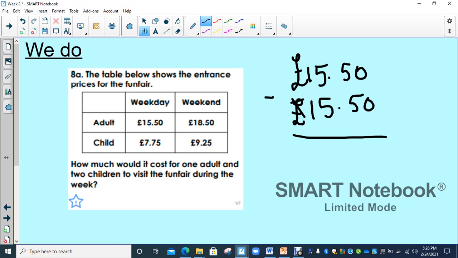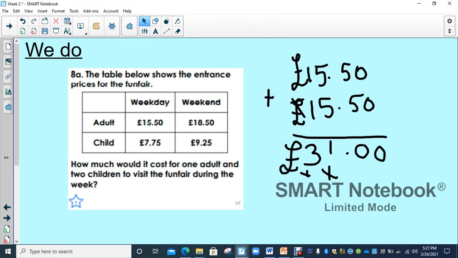We've got 0, add 0 equals 0. 5 add 5 equals 10. So I bring my 0 down here and I exchange this 1. 5 add 5 equals 10 plus this 1 is 11. And then 1 add 1 equals 2. Add this additional 1. So that is 3. So the total for an adult and 2 children to visit the fun fair during the week is £31.